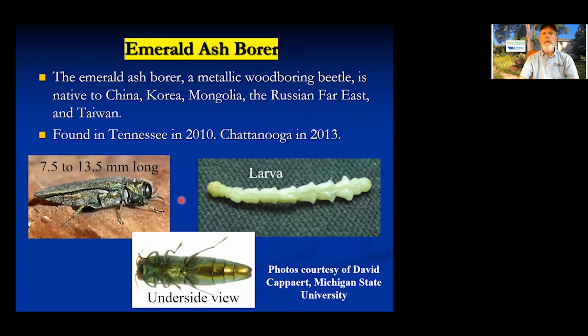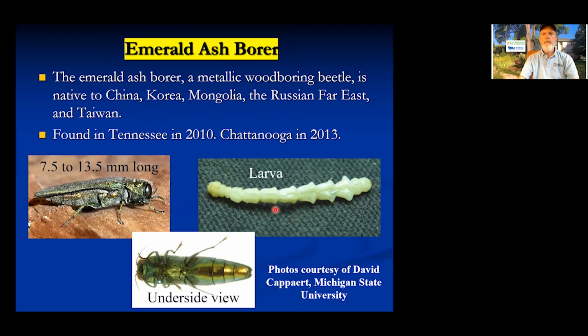Here's one that we unfortunately found in Tennessee in 2010, and in 2013 we found it in Chattanooga. It came from China, Korea, who knows, but it's a beautiful little insect. It's not a beetle, but it's an insect. Not sure which. Well, it is a wood-boring beetle. Doesn't look like a beetle to me, but it's got mouth parts. It lays eggs on the outside of the tree. The eggs hatch into larvae.